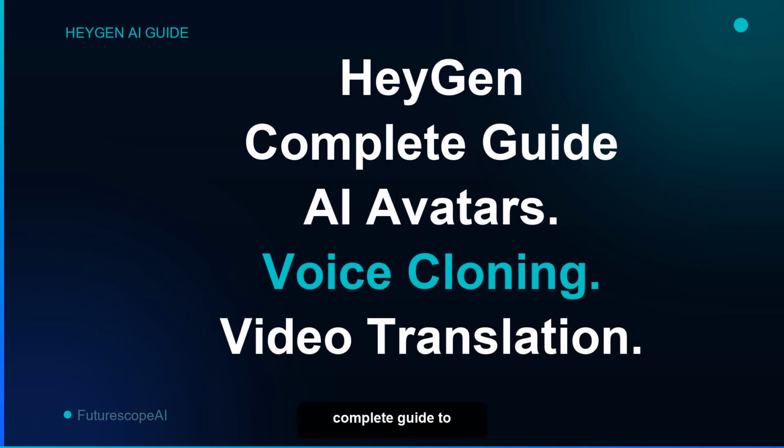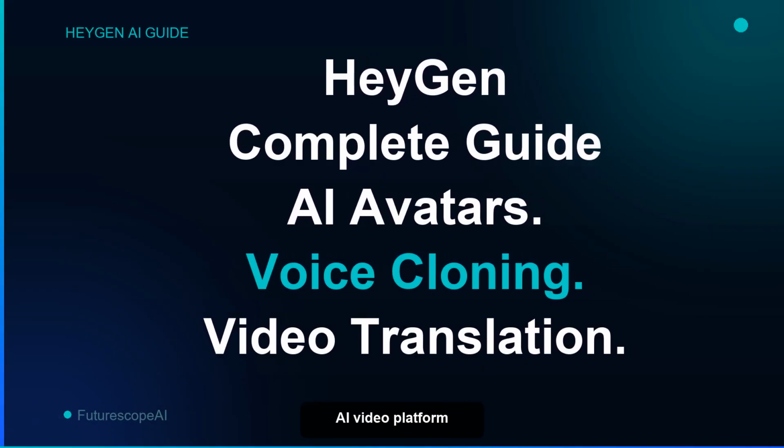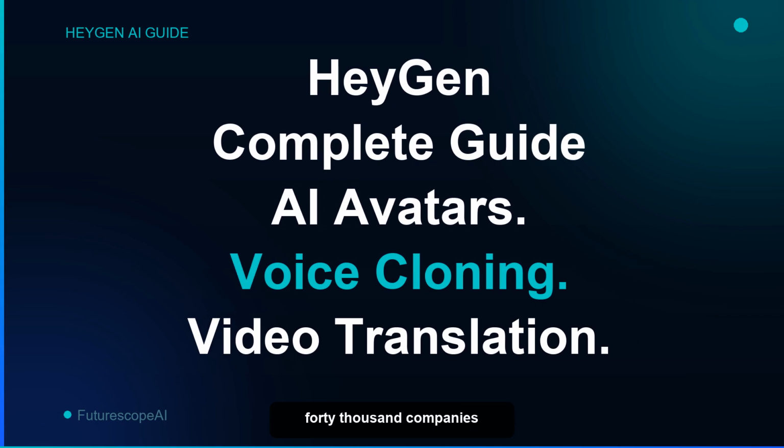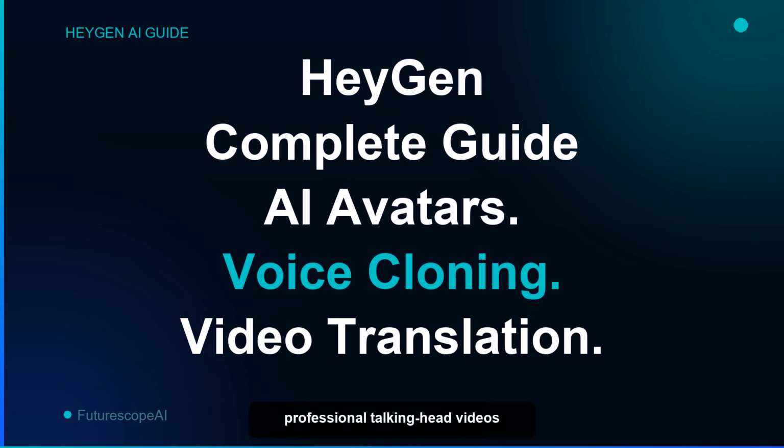This is the complete guide to HeyGen, the AI video platform used by over 40,000 companies worldwide to create professional talking head videos without a camera, studio, or presenter. By the end of this video you will know exactly what HeyGen does, how avatar and voice cloning works, how to translate any video into 40+ languages with automatic lip sync, every pricing plan, how it compares to Synthesia, D-ID, Runway, and ElevenLabs, and the real use cases where HeyGen is saving businesses hours every week. Let us get into it.